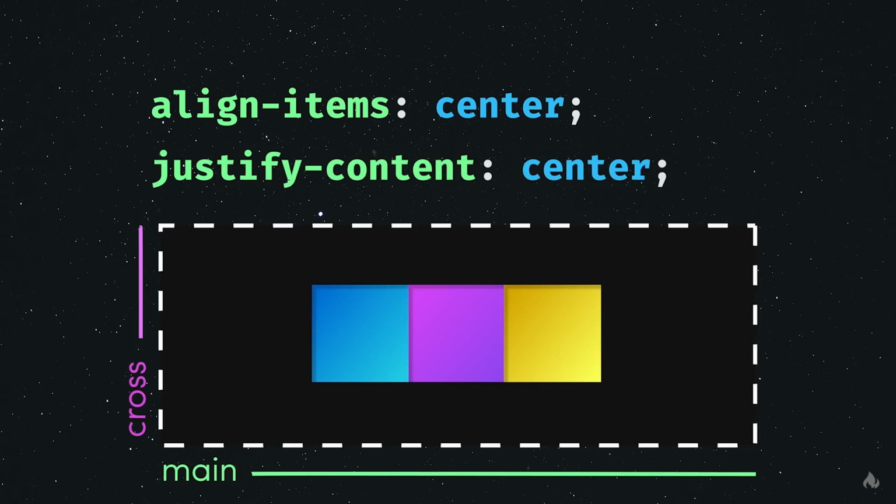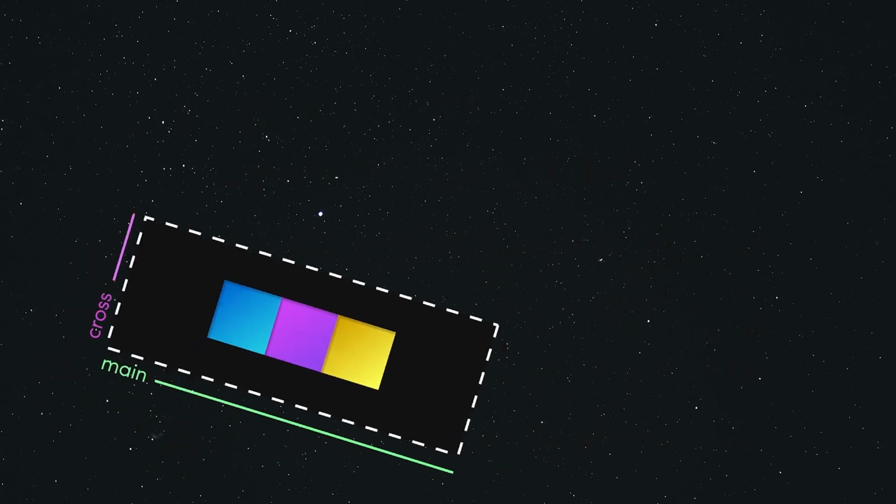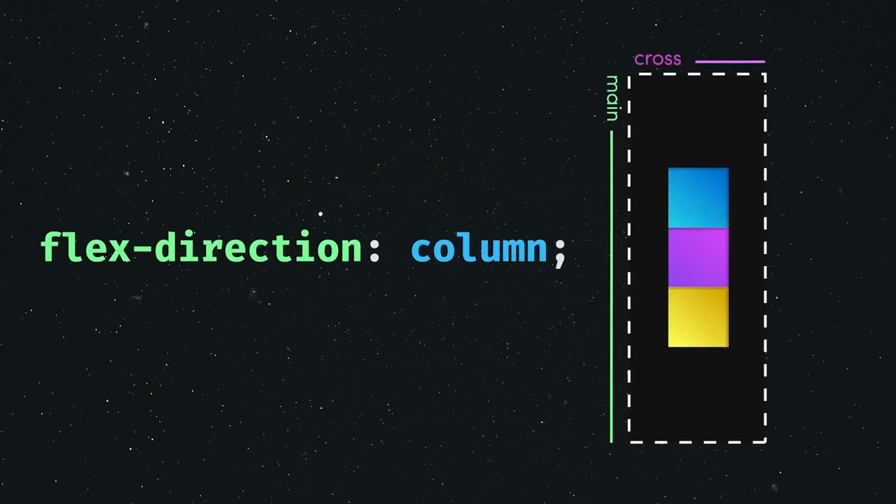We can easily convert our row into a column by setting the flex direction to column. The only thing that changed is that our main axis now runs vertically and the cross axis horizontally. Everything else works exactly the same.